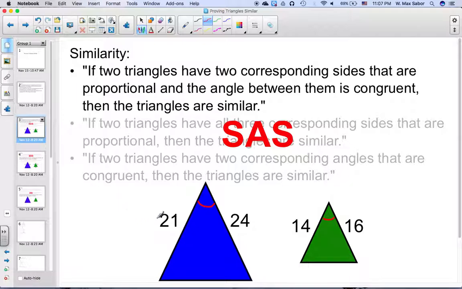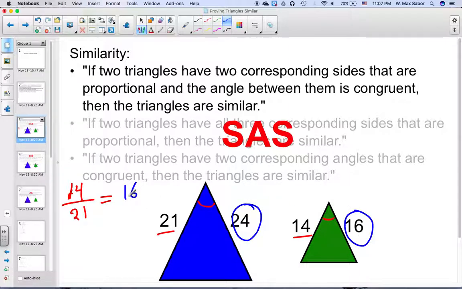So what this looks like is 21 and 14. If I do 14 divided by 21, that's the same thing as 16 divided by 24. Because these are proportional, then the triangles are similar.